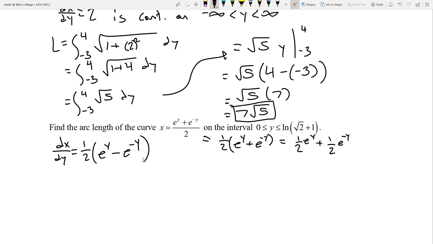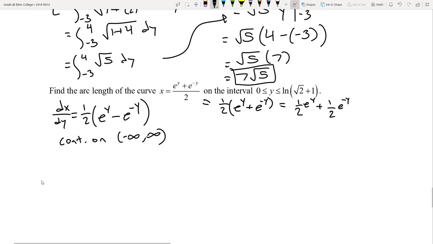All right, so that's our derivative. And again, it's going to be continuous on the entire real number line. All right, so we'll go ahead and move on to our integral here. So we're going from 0 to natural log of root 2 plus 1. Definitely an interesting upper limit there.